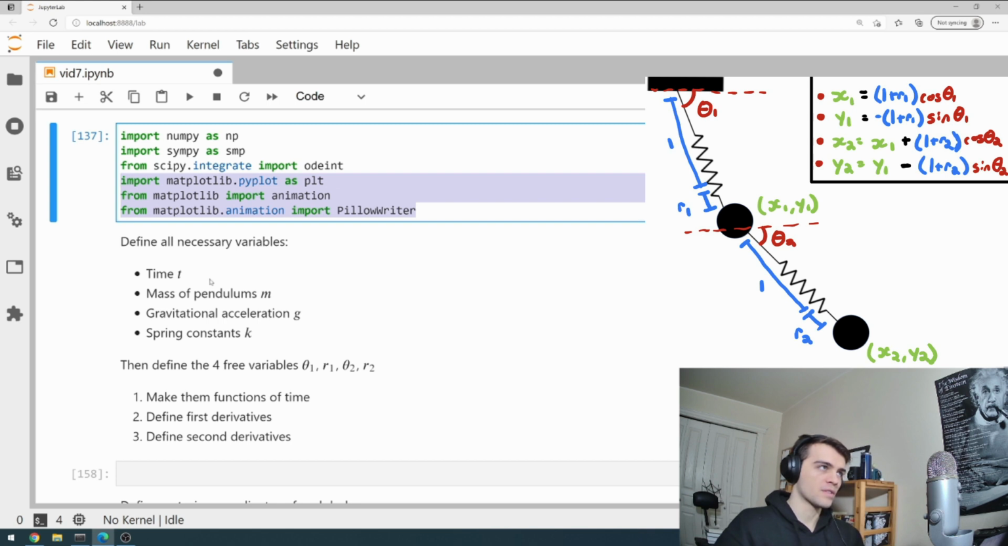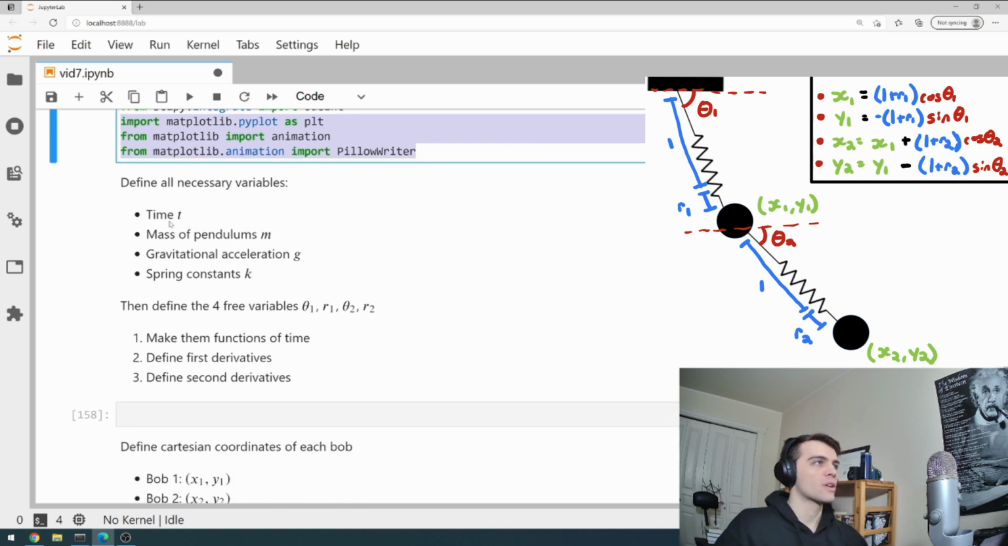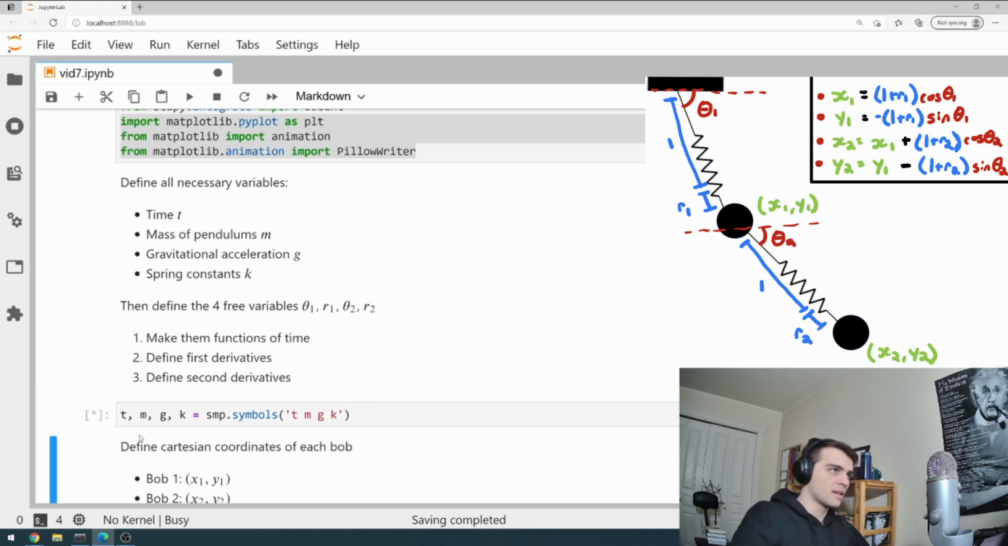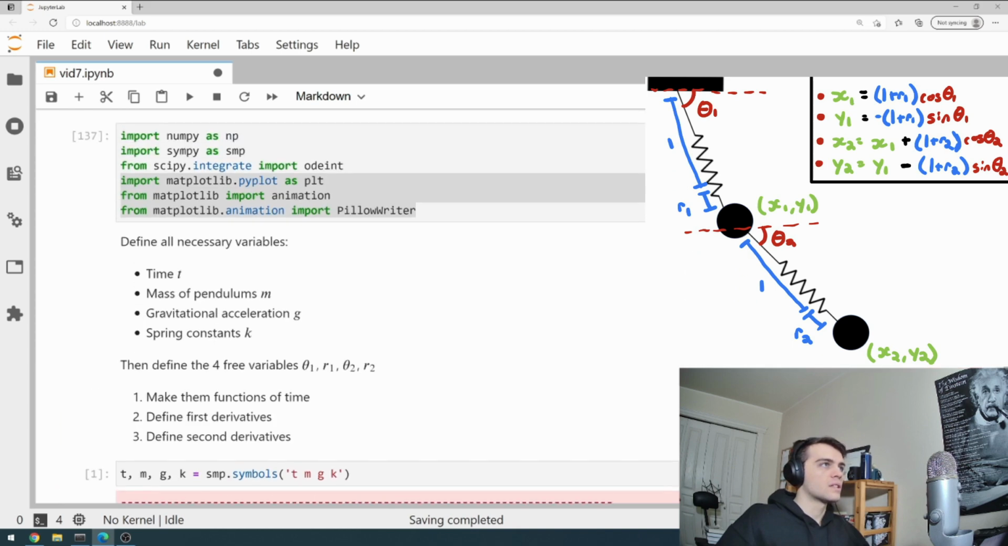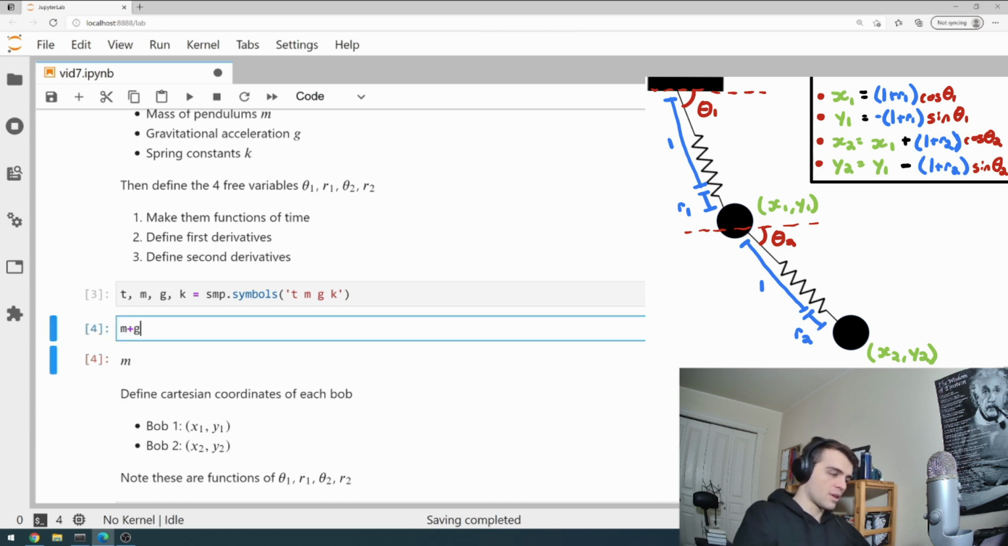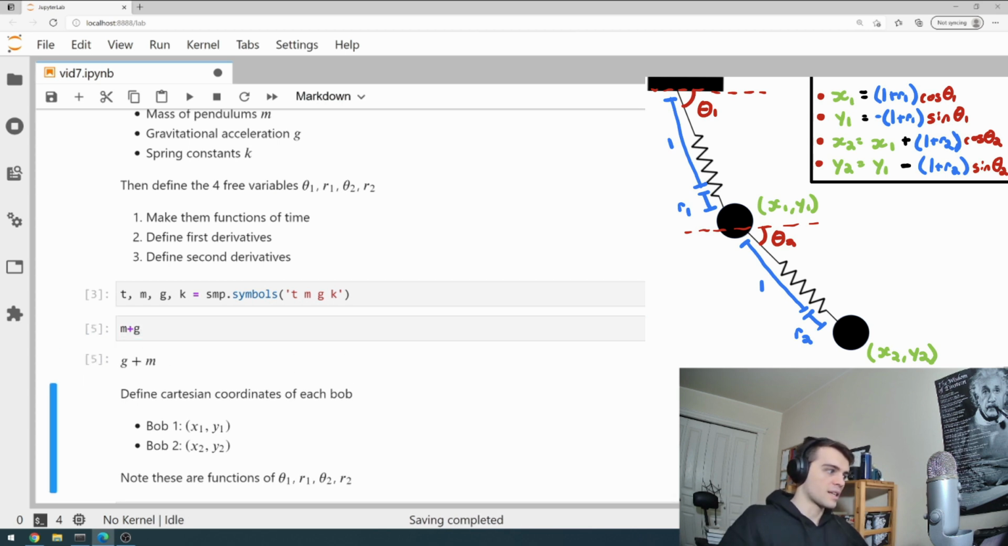So like before in the previous video, using sympy, we first need to define our variables. The four initial ones would be t for time, m for the mass of the two pendulums, g for gravity, and k for the spring constants. We're assuming that they have the same mass and the same spring constant. So to do that, I go t, m, g, k, defining all four at once, is equal to sympy.symbols, and I just go t, m, g, k. And I need to import the packages. You'll see that if I print one of these, for example m, I get m, and I can do things like adding them together, and it'll store these in little formulas like that.